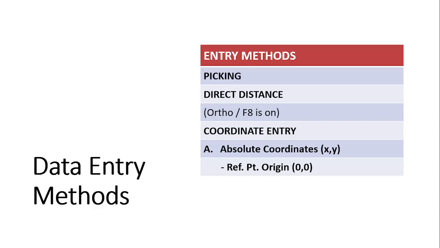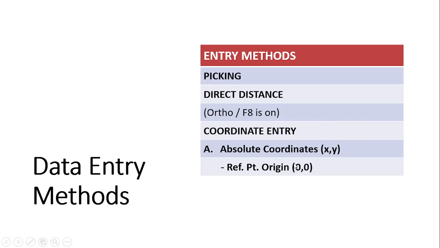So for data entry methods, we have here different types, which are the picking, the direct distance, which is the application of the ortho when it comes to F8 is turned on or turned off. And also we have here coordinates entry, which is the absolute coordinates, which are the x and y axis. So if we will draw a certain figure, we could apply the picking method and also the direct distance method, which are discussed from my previous video, the video 1, video 2, video 3, and video 4. And for this video, we will apply the absolute coordinates, which are the x and y axis, in order to draw a certain figure.